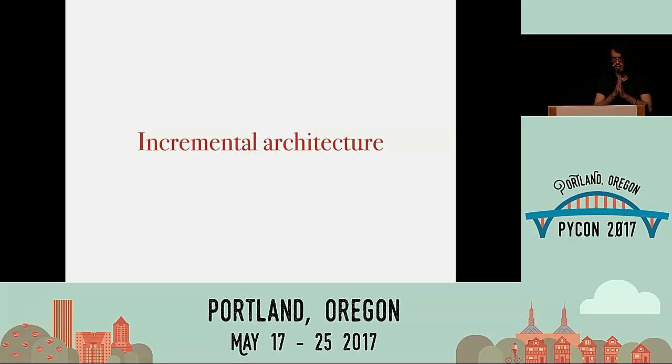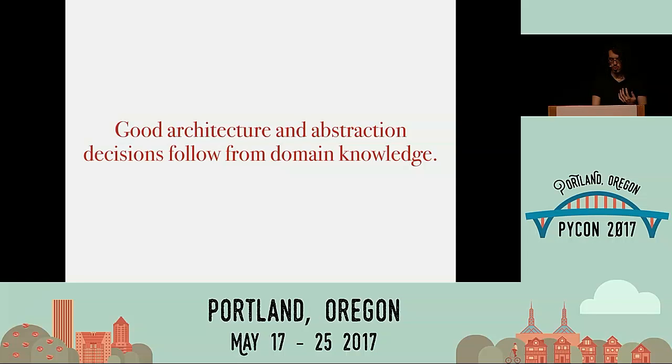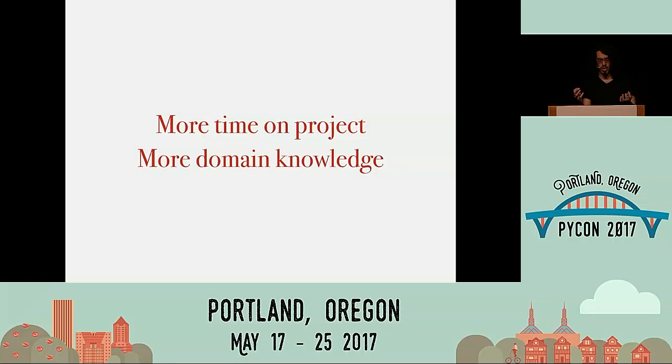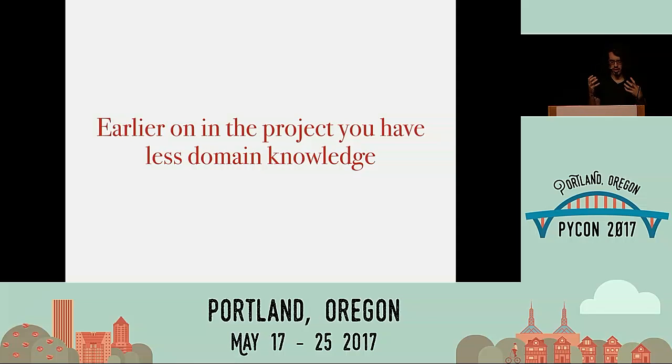One tool we have to tackle this is the idea of incremental architecture. I gave you all these tips about what you could do to build these levels of abstraction, but really, what's the hurry? Good architecture and good abstraction decisions follow from domain knowledge. If you understand your problem really well and what your users are trying to do really well, then chances are you're going to build the structures that are helpful. But the more time you spend on a project, the more domain knowledge you accrue. Ergo, the earlier on in the project, the less domain knowledge you probably have, and as you go further, you learn more and more.